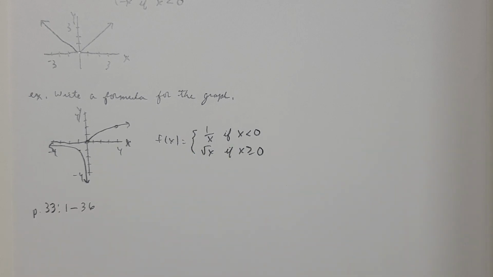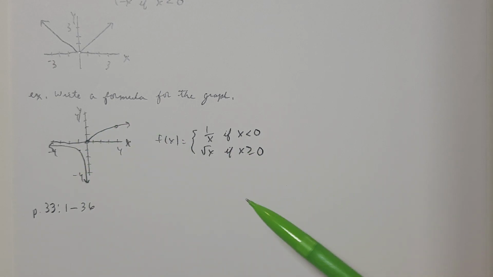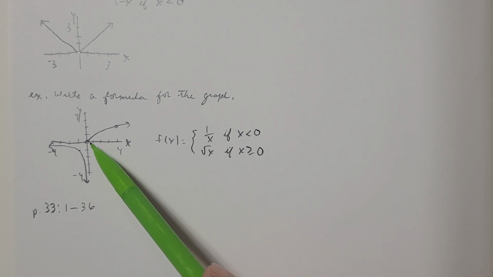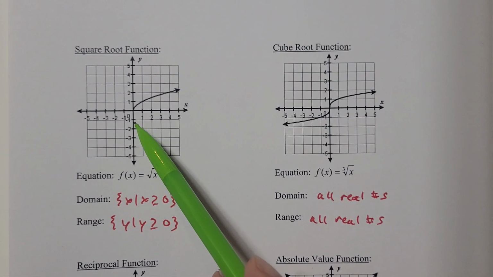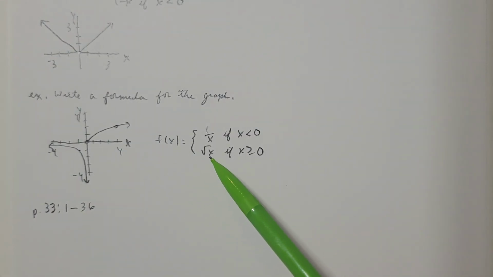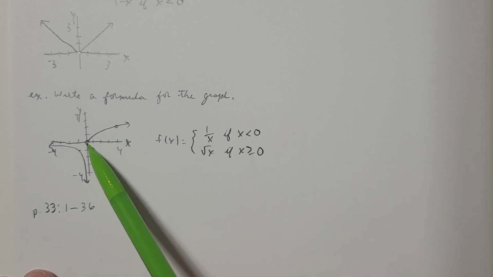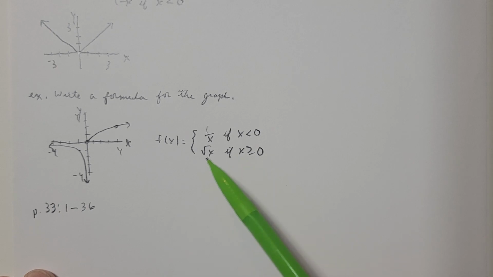Let's try this example next. Write a formula for the graph. So what if I had this graph and I want us to write a formula for it? What they mean by that is which one of these basic functions represents these curves here? This curve here looks like the square root function. So I've got y equals the square root of x, and that would be for when x is greater than or equal to 0. That'd be piece 2 that I've got written there.